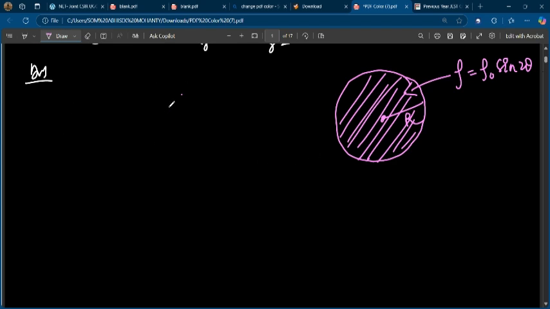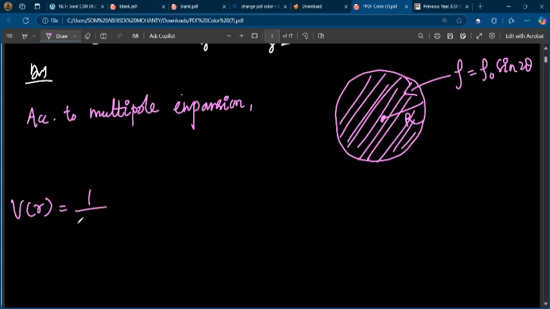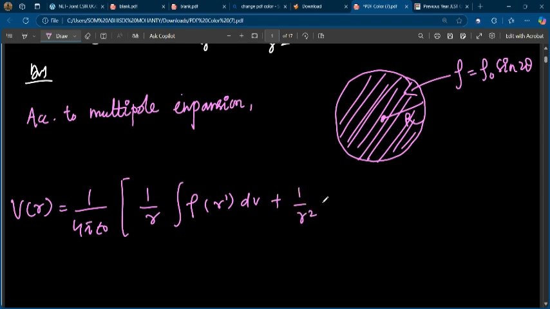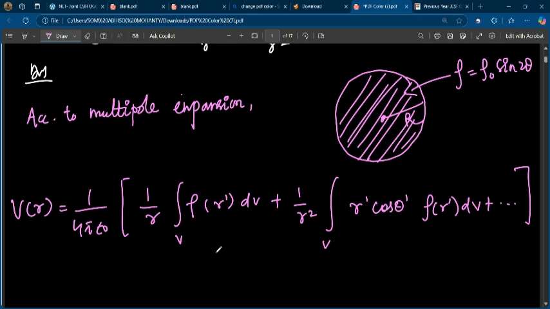For that we need to really remember the formula, according to multipole expansion. The electrostatic potential V(r) is equal to 1 by 4 pi epsilon naught, times 1 by r integral of rho(r dash) dV, plus 1 by r square volume integral of r dash cos theta dash rho(r dash) dV, and it will go on. So this is the formula. You just have to remember it.